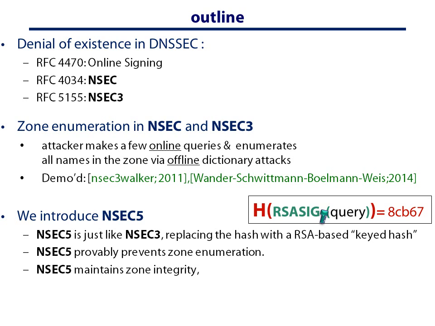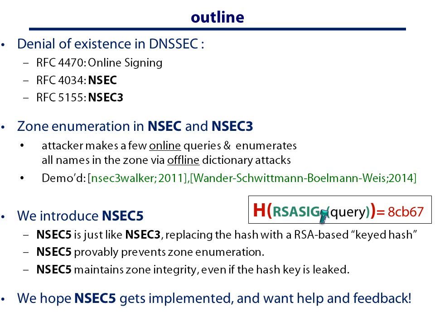So we can prove that NSEC5 prevents zone enumeration, and we can also prove that NSEC5 maintains the integrity of the zone. It doesn't compromise any of the security of DNSSEC. And in particular, this is true even if the hash key right here that we use in NSEC5 is leaked or exposed. Even if this hash key is leaked or exposed, we still don't lose any of the integrity or authenticity of the zone. All that happens is we lose the protection of NSEC5 against zone enumeration. So effectively, we roll back to NSEC3 type of security guarantees when this hash key is leaked. So we hope that NSEC5 gets implemented, and if this is of interest to you, please do get in touch with us. We are starting on this project right now.